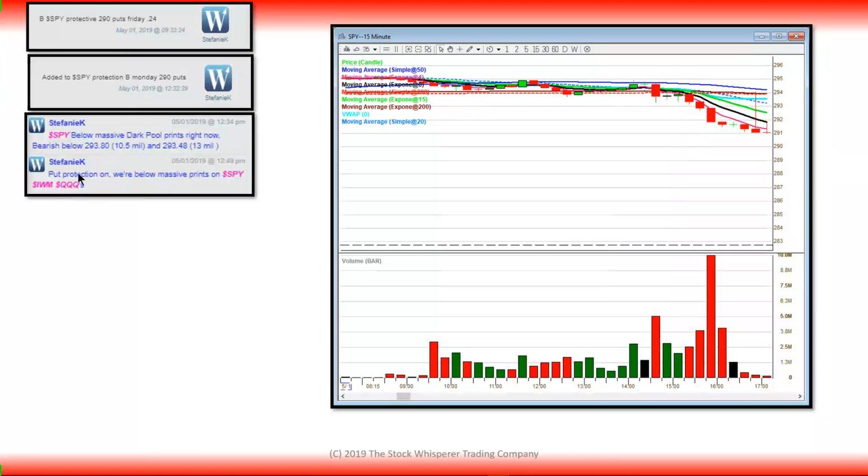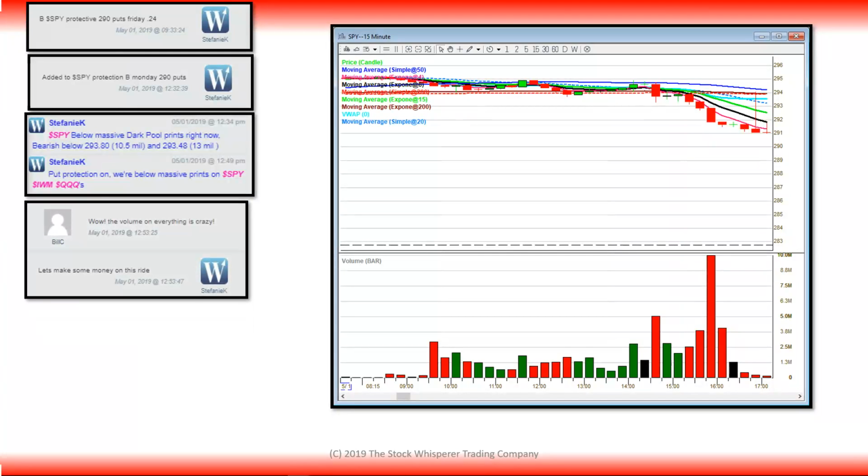So I put protection on the app. We're below massive prints. Now, you don't have to mortgage your house to put on protection. Again, it was so cheap. I'm letting you know that we're below really big levels. It's bearish. If we stay below these levels, that's going to be really, really bearish. But if you have longs, you want to protect that because something big is going on. I don't call a correction every day.